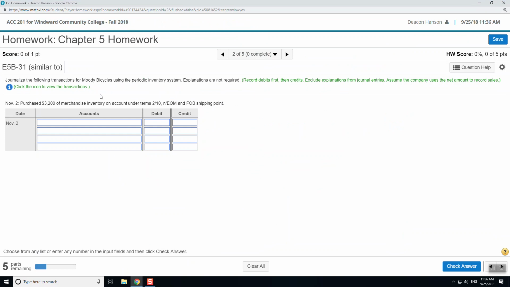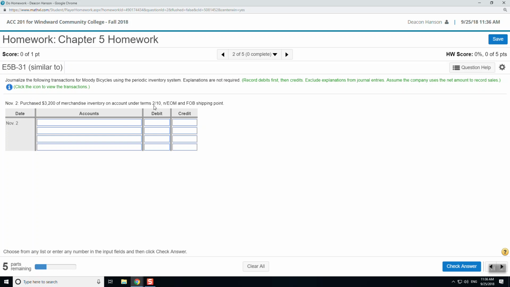Okay. So it says we purchased 3,200 of merchandise inventory on account, and the terms are 2/10 N/EOM and FOB shipping point. So there's a lot involved in that. This is a great chance to go over that. Does anyone know what 2/10 means?